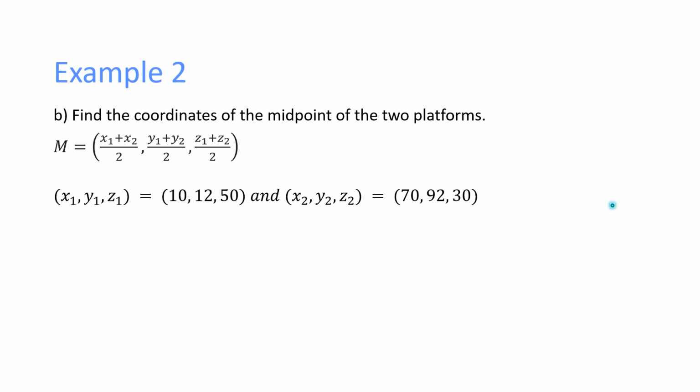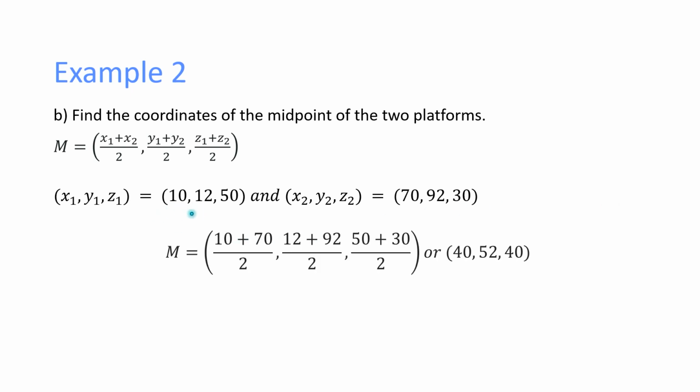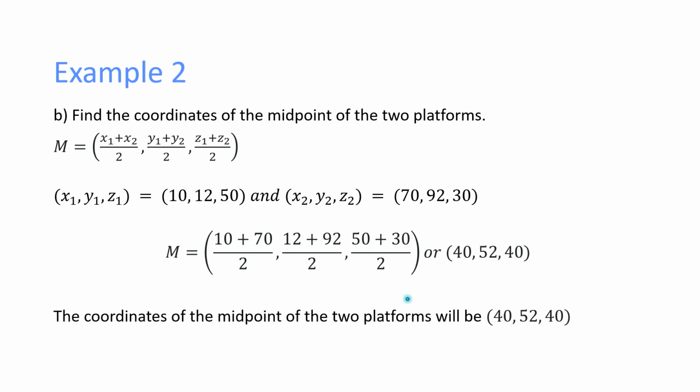They are the coordinates of the two platforms. To work out the midpoint, we will substitute these values into this particular formula. x1 plus x2, which is 10 plus 70, then divide by 2. Then we would have 12 plus 92 divided by 2, and 50 plus 30 divided by 2. That's the same as 40, 52, 40. So therefore, the coordinates of the midpoint of the two platforms will be 40, 52, 40.